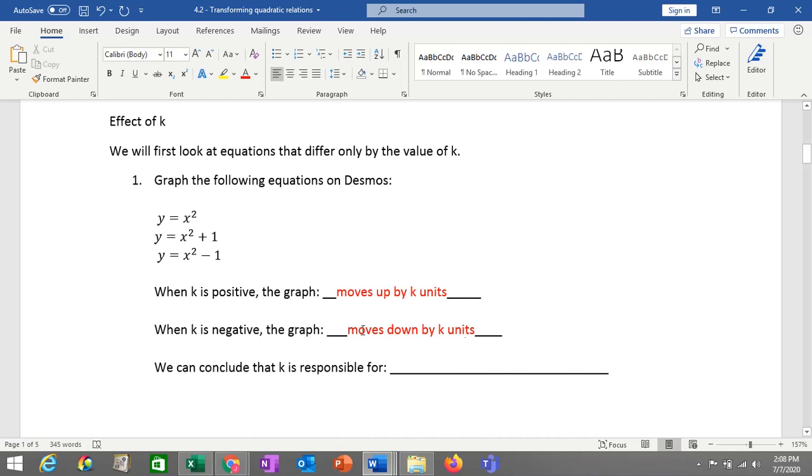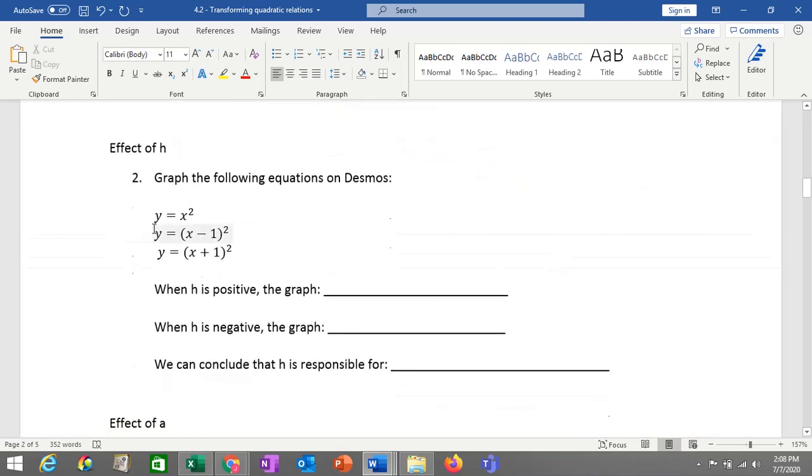But I want to be specific again. "Moves down" is kind of vague, so the word that we have that specifically means all the points have gone up or down by k, or at least all the y coordinates have gone up or down by k, we call that vertical translation. So we can conclude that k is responsible for vertical translations up or down by k units. I don't really need "up or down" in there, I guess, because I've said vertical, that implies that, but there we go.